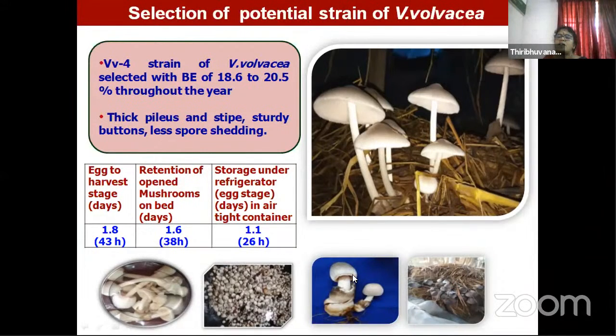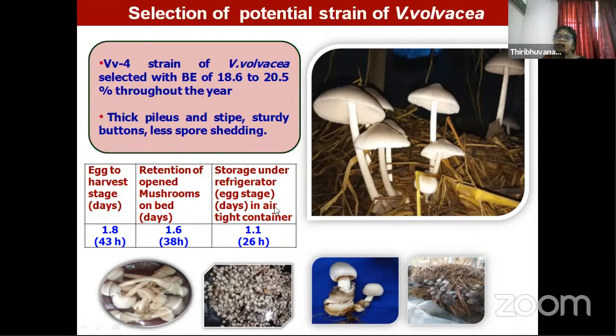Then the morphogenesis comes like an umbrella, they just open, and after that the mushrooms are fully bloomed like this. So we can harvest these mushrooms at this egg stage, or we can harvest at this umbrella stage also. But you can see that from the egg to harvest stage, this strain gives 1.8 days in the bed itself, and then you can see the retention of the open mushrooms on the bed also. It retains for another 1.6 days, which is a boon to get this strain.